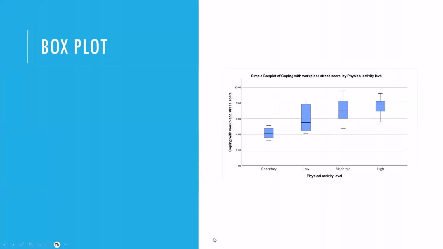And like we shared, the box plot is a good way to visually represent differences in things like, for example, a one-way ANOVA would be an example there.